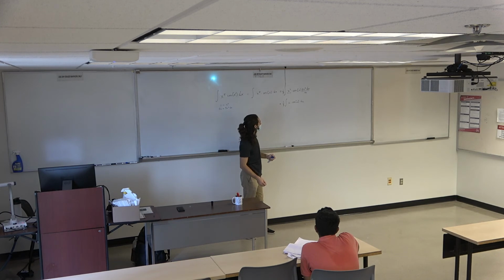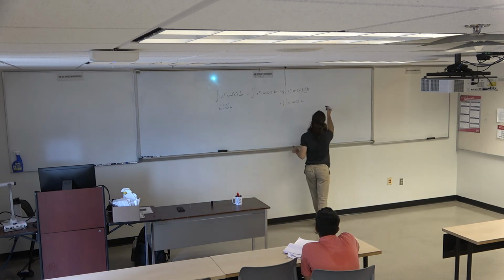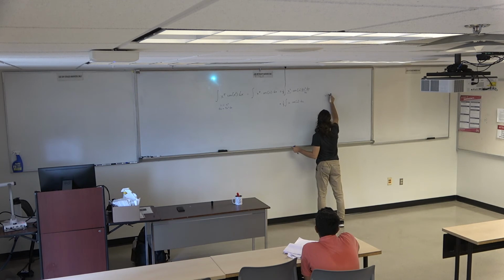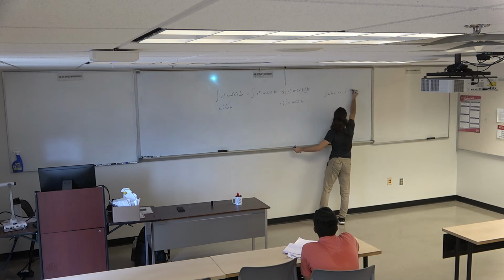Now maybe I shouldn't have used the letter u, because now we have to use the integration by parts formula, which calls something the letter u. So that's kind of confusing, but we'll just have to handle that. So the integral of u dv is u times v minus the integral of v du.